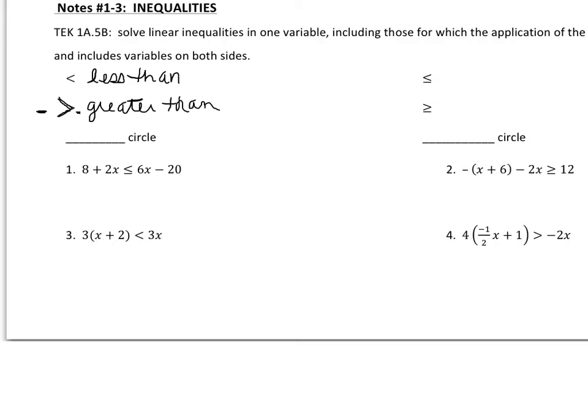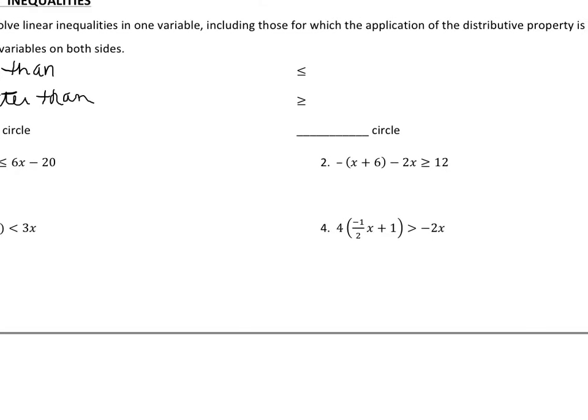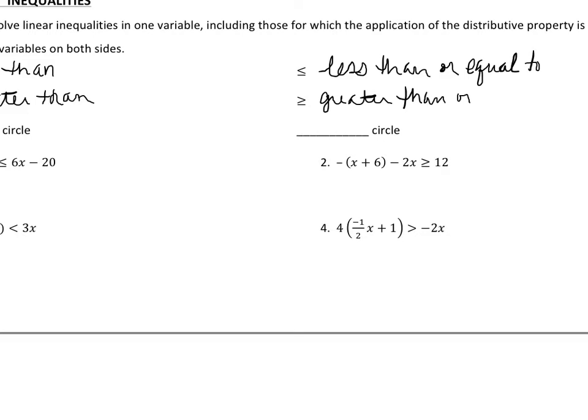Over here, we have the less than or equal to. If there is a line underneath it, then that means it is equal to also. So less than or equal to. And then the next one would obviously be greater than or equal to. Okay, so let's go ahead and go on.